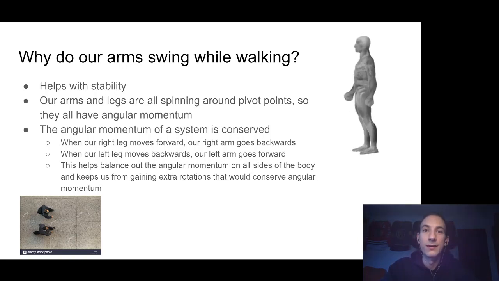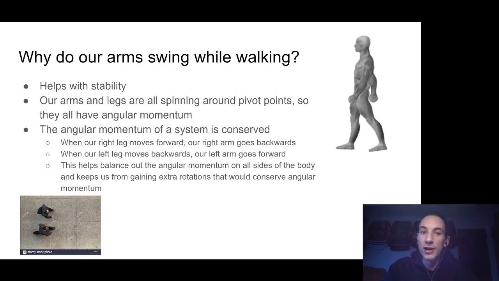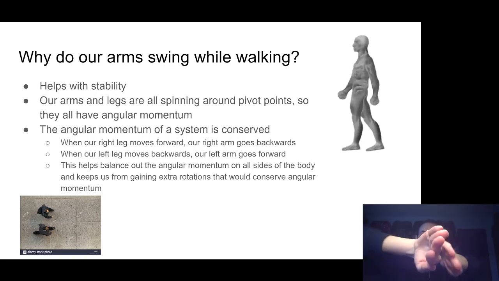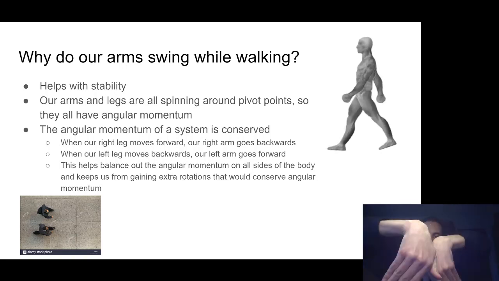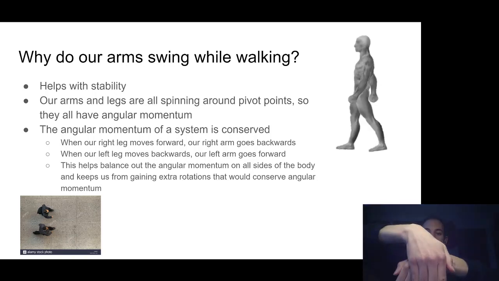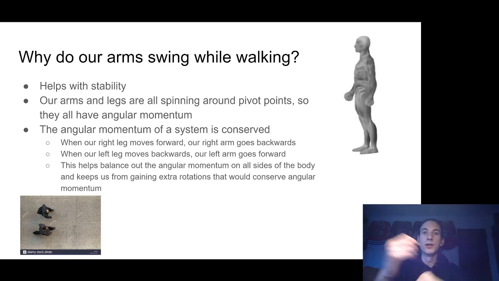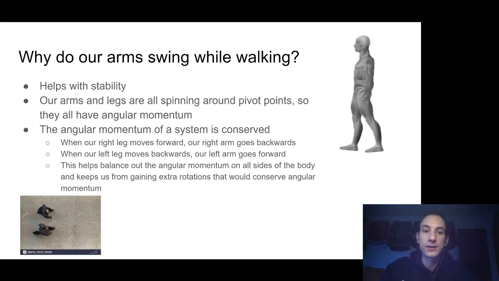So because they're all spinning around some pivot point, they all have angular momentum. And we said that within a system, angular momentum has to be conserved. And in this case, when we walk, when our right leg moves forward, we see that our right arm goes backwards. When our left leg moves backwards, our left arm goes forwards. So on each side of our body, we have these two pivot points that are doing opposite things. That's so weird. So they're doing opposite things, which is helping us conserve our angular momentum. One piece is getting positive angular momentum, one's getting negative angular momentum, and they're canceling each other out so we don't have these weird rotations around our body.